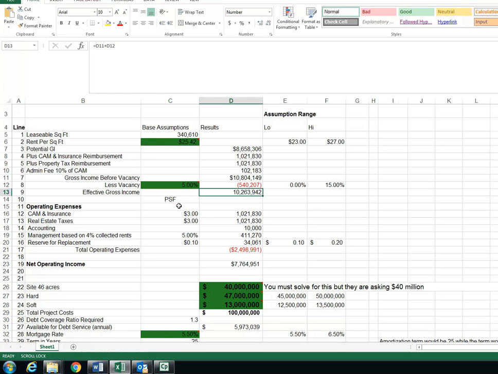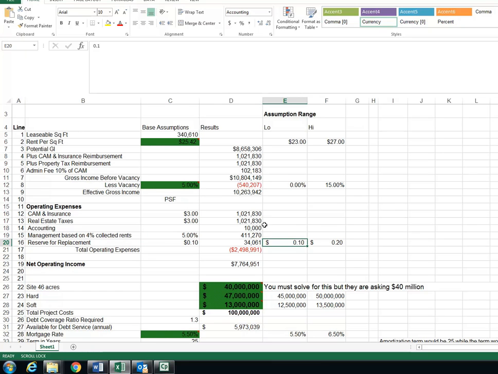Now this is all per square foot in terms of these assumptions on operating expenses, but the results are provided here for common area maintenance and insurance. Real estate taxes, you can see, run $3 a square foot. Accounting, which is a fixed fee. Management based on 4% of collected rents. It's 5% of gross here approximately, but it goes from, well, I don't have a range in here for management.